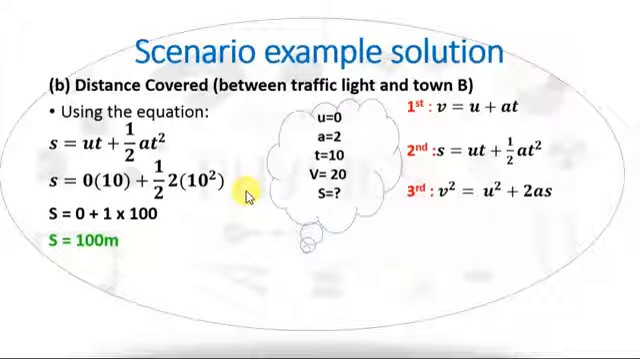And now, for part C, they were asking us, was the taxi fined? Because they said in town, the speed limit is supposed to be 15 meters per second. Now, was the taxi fined?